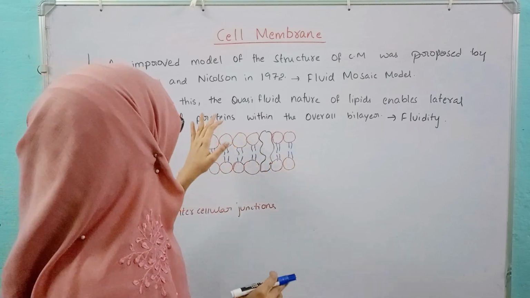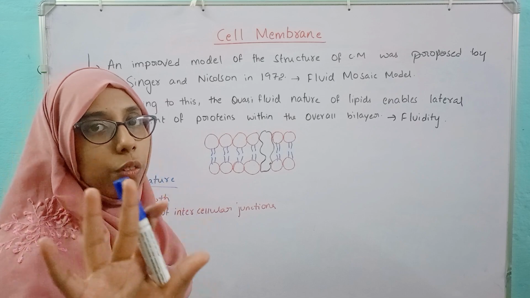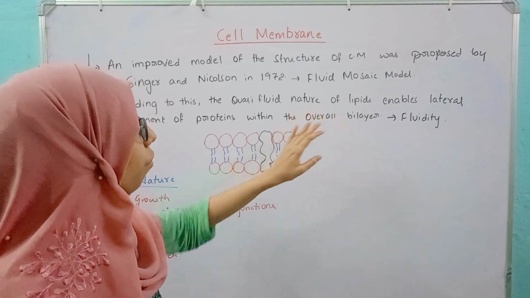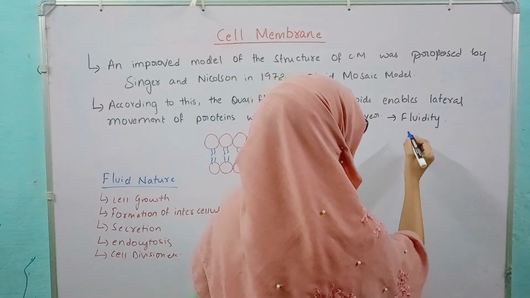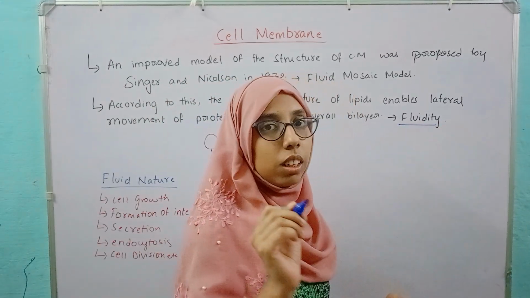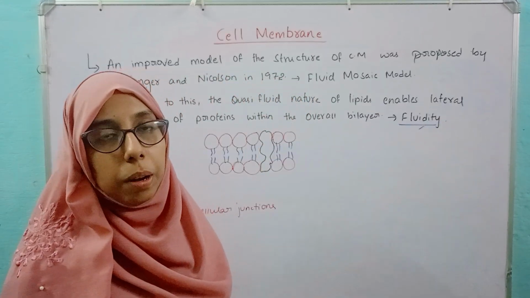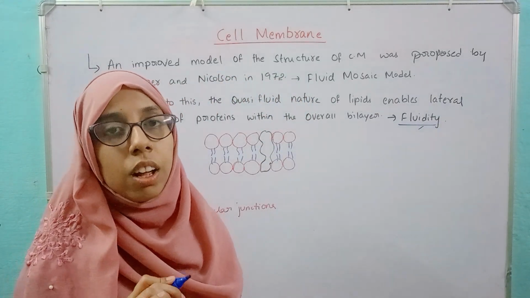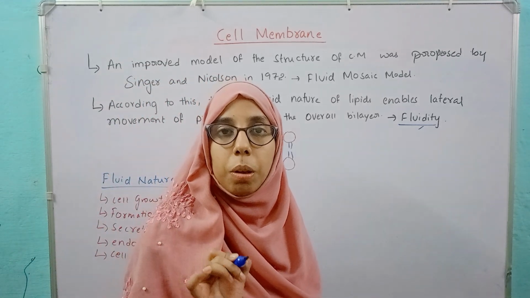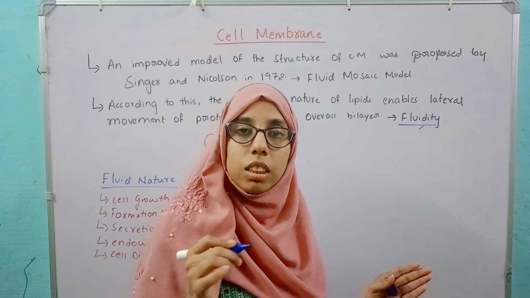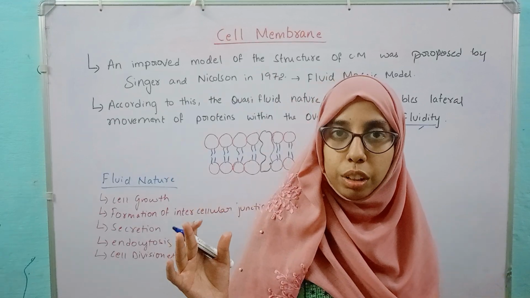Quasi-fluid because it is semi-fluid like, okay, not like water. So the quasi-fluid nature of lipid helps the lateral movement of proteins within the overall bilayer, and this is measured in terms of fluidity. This property of the plasma membrane is called fluidity. The fluid nature of the plasma membrane is very important, as this nature enables the plasma membrane to carry out a large number of functions.